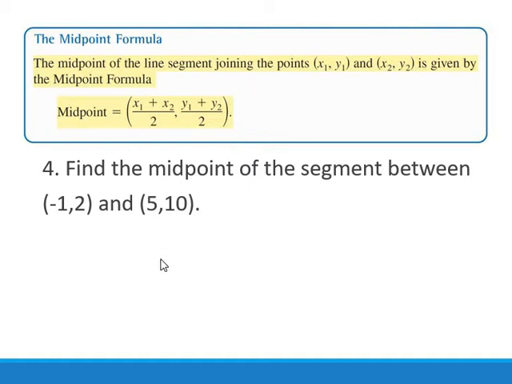So again, a quick example. Find the midpoint of the segment between -1, 2 and 5, 10. So we just use our formula, average our x's, -1 plus 5 divided by 2. And then for the new y coordinate, average the y's, 2 plus 10 divided by 2, which is going to give you 4 halves and 12 halves, or 2, 6, the point 2, 6.